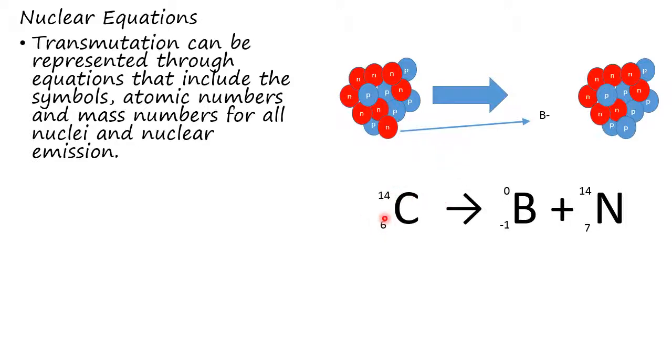And so this nuclear equation represents the exact same process. So the atomic number of carbon is 6, so we have 6 protons, and the mass number is 14, which means we have 14 subatomic particles contained within the nuclei. So 6 protons and 8 neutrons. And so this is unstable because it has an unequal proton to neutron ratio, and so it undergoes radioactive decay, and in this example it is beta decay.